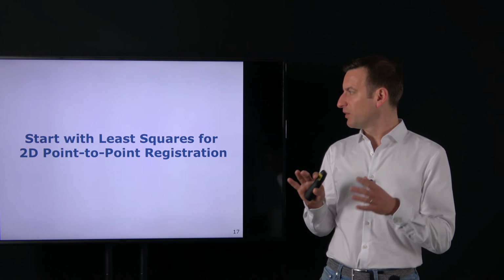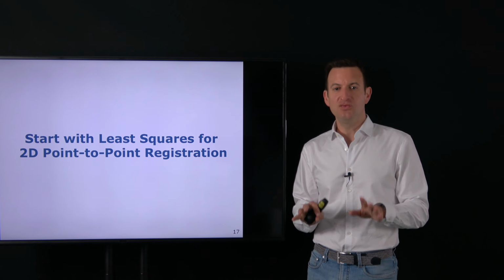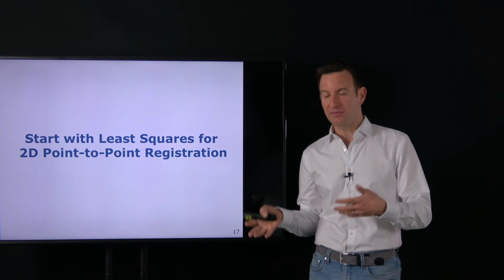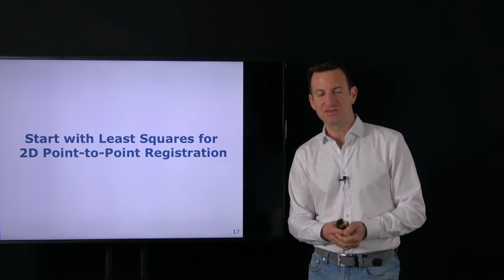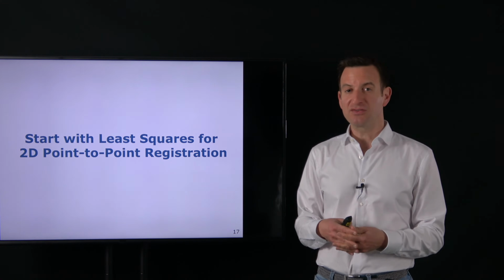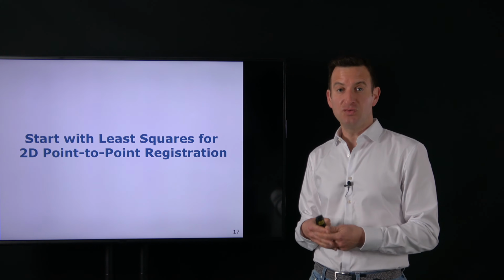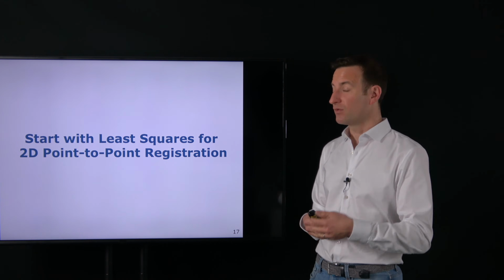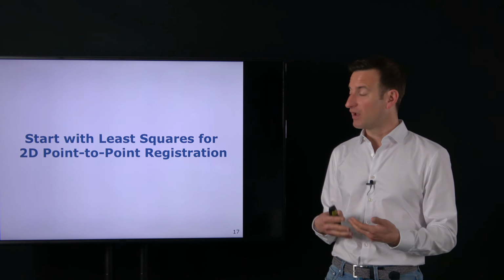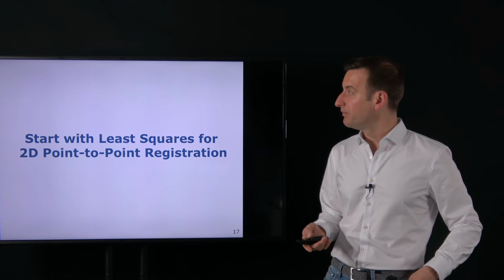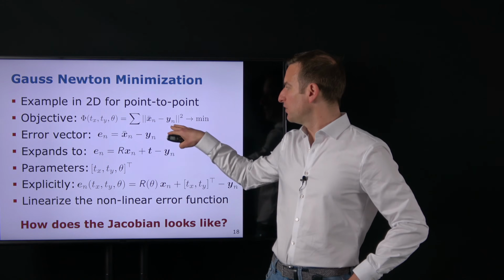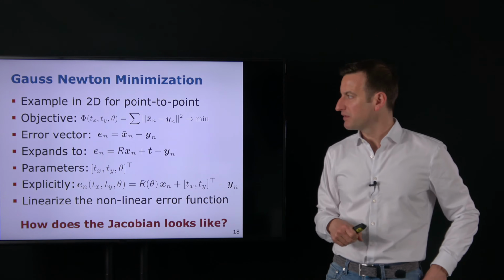Okay, so let's start with the least squares approach for 2D point-to-point registration. So we have point sets in 2D, not in 3D. This makes a lot of the computations easier, and then we want to find the rigid body transformation consisting of a 2D shift vector, or translation vector, and 1D rotation matrix in order to align those point sets, so in the 2D plane.